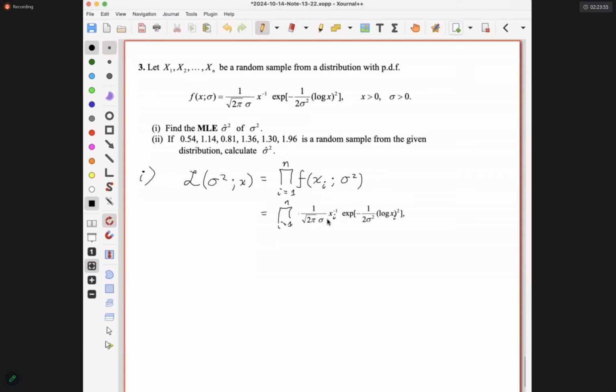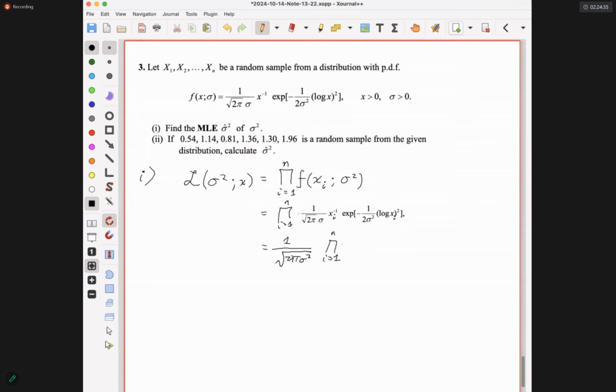Okay. So yeah, we'll take our 1 over 2 pi sigma squared, and I'm writing the sigma squared inside the square root because we're looking for the MLE of sigma squared. Well, if we had the MLE for sigma, then we could just square it. But I want to find the MLE for sigma squared directly because that will avoid us having to use the chain rule for this one.